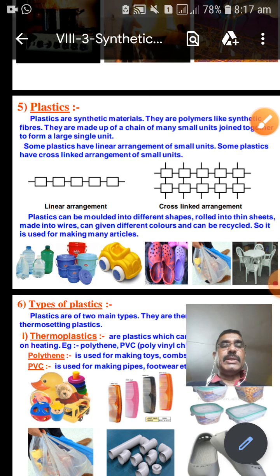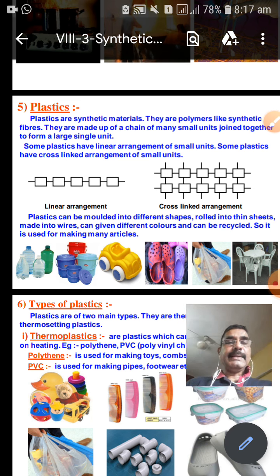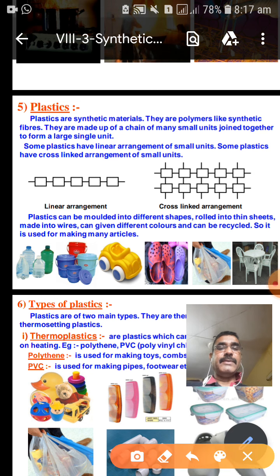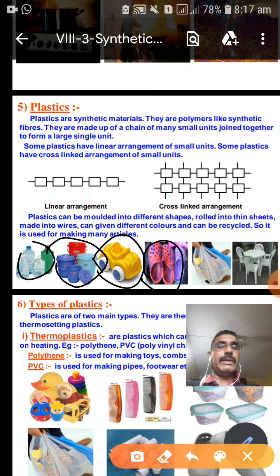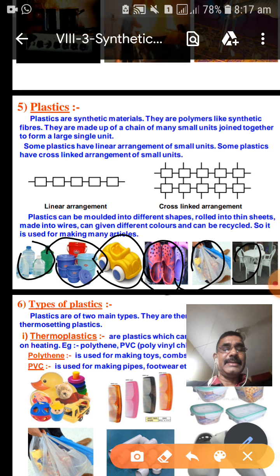So plastic can be molded into different shapes, rolled into thin sheets, made into wires, can be given different colors, and also can be recycled. So it is used for making many articles. The picture shows different articles that can be made from plastic, like bottles, buckets, toys, then footwear, carry bags, then chairs, tables, and so many other things. So plastic has a wide use.